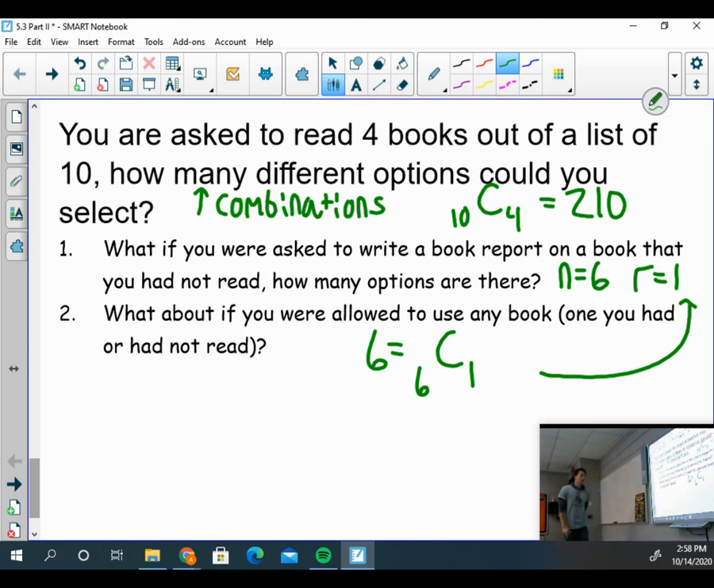different options. And if you think about this logically, if you didn't know permutations and combinations, this should make sense. We read 4 books. There's 6 left. I have to pick one of them to write a book report on. So there's 6 options.